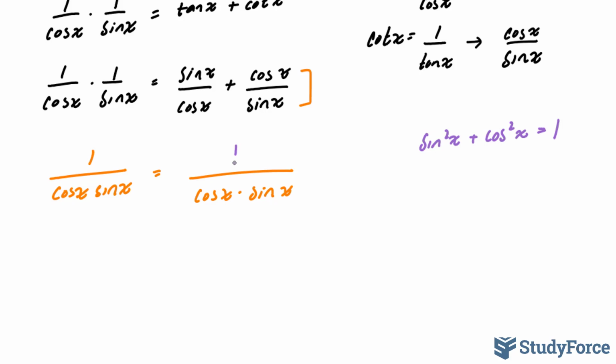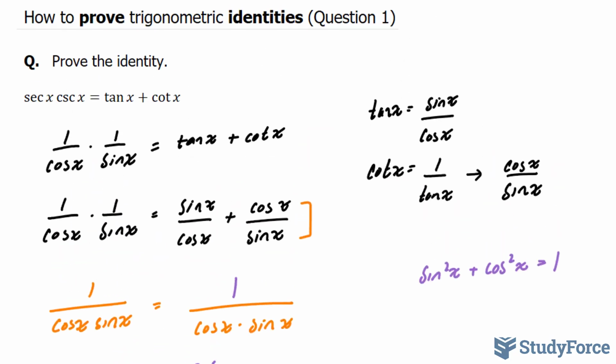And if we do that, well, look what happens. The left side is equal to the right side. And so there you have it. That is how to prove trigonometric identities.